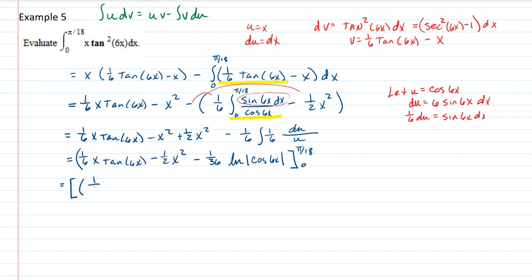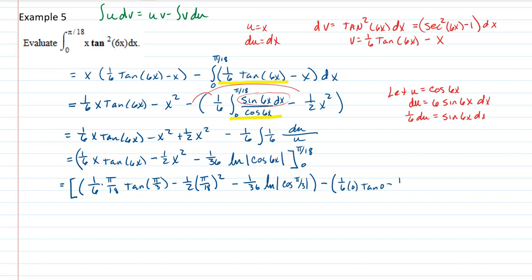When we plug in our upper bound, we get 1/6 times pi over 18 tangent of, that's going to be pi over 3, minus 1/2 times pi over 18 squared minus 1 over 36 natural log cosine of pi over 3, minus, and now we plug in our lower bound. Our lower bound is 0, so that's going to be 1/6 times 0 tan 0 minus 1/2 times 0 squared minus 1 over 36 times the natural log of cosine 0.